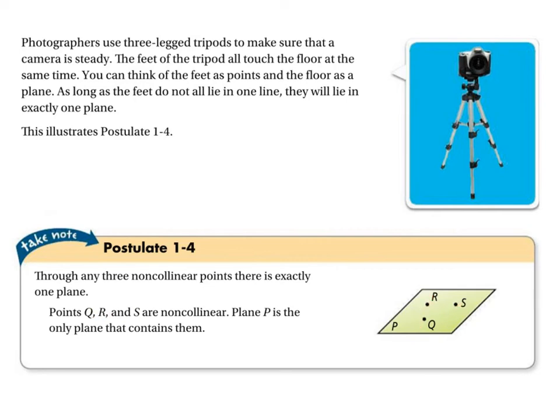They're not all in the same line. So plane P, we don't have a point associated with P, so that's the name of the plane. Okay, P is the only plane that contains all of them. Now, there are other planes that might run up and down through these two, or a plane that runs like this through these two, or through these, but not through all three without being the same plane.